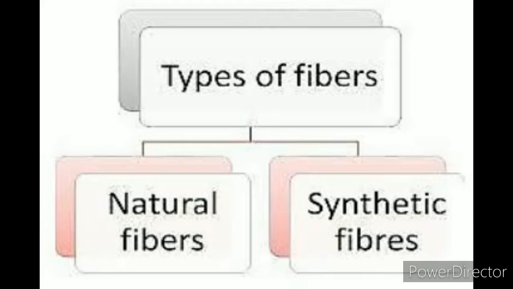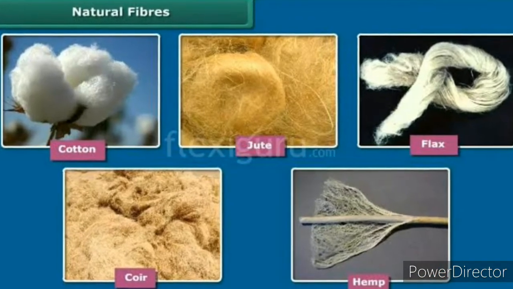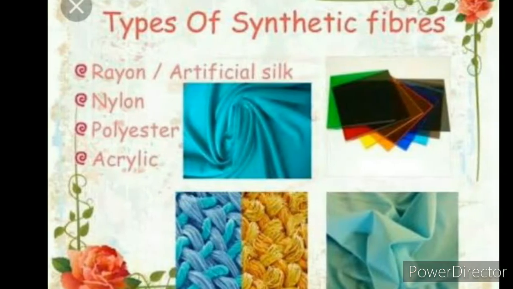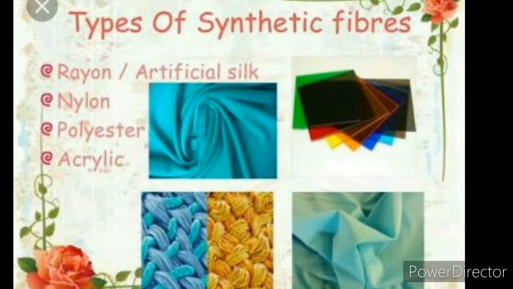Fabric is basically of two types: natural, like wool, cotton, jute and silk. The other one is synthetic, like nylon, polyester and rayon. So let's learn how these things are formed.